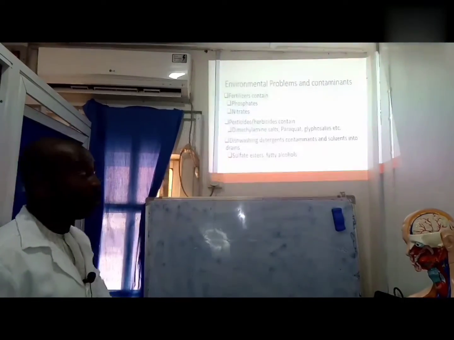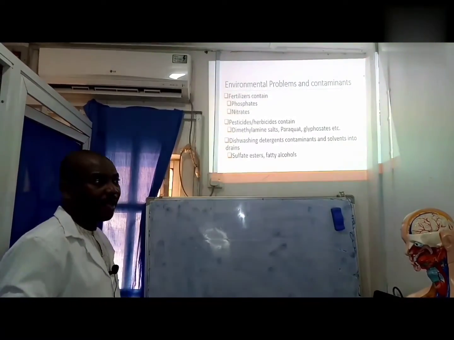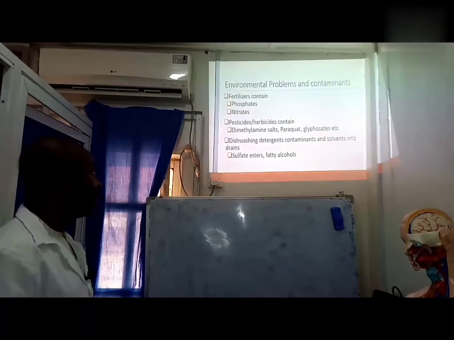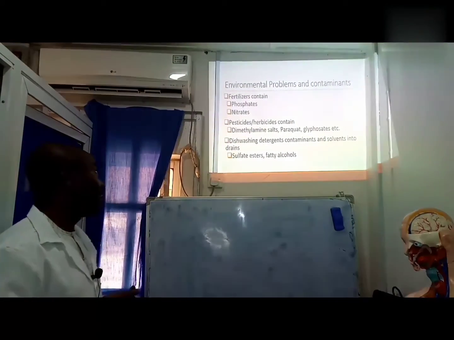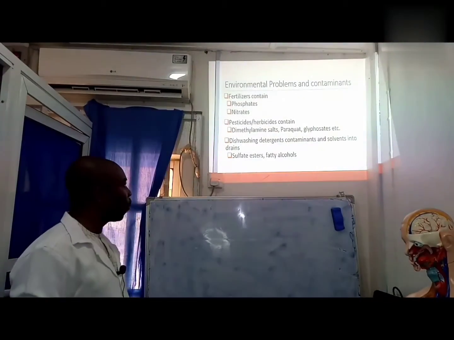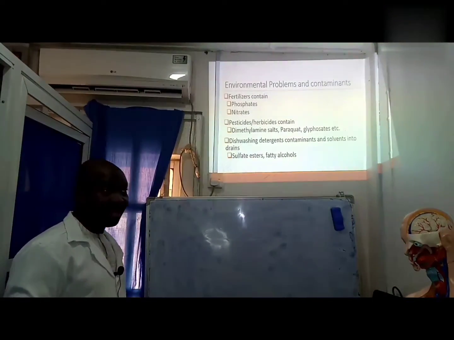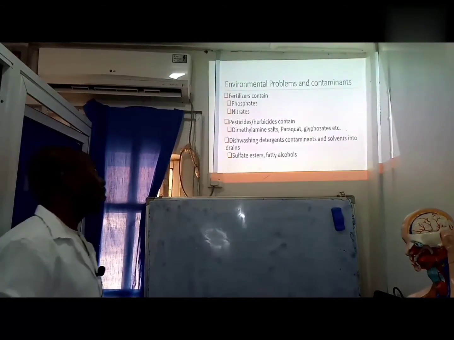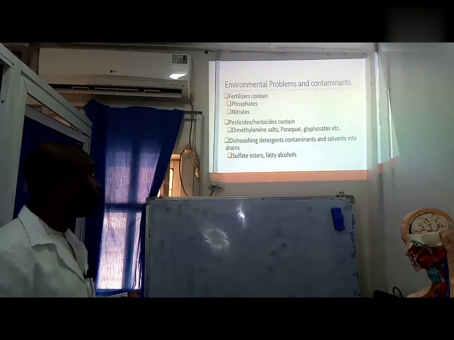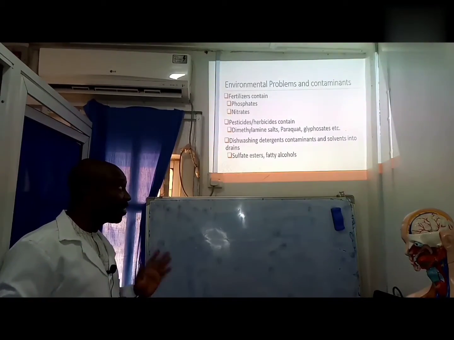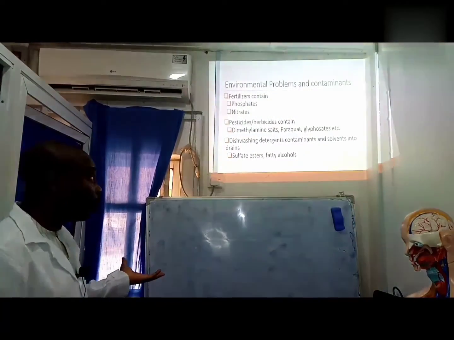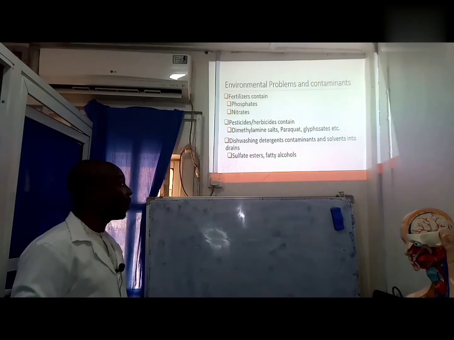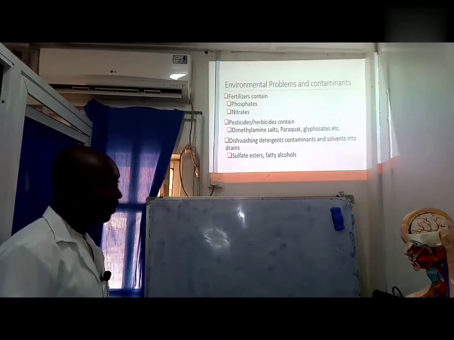So some environmental problems and contaminants that we have, by way of a theoretical presentation, include the following. When fertilizers are used extensively in that environment, you're going to have a lot of phosphates and nitrates in the water, and this has to be detected. Then pesticides and herbicides are also a concern, because they present some dimethylamine salt, paraquat, glyphosate, etc. Then in domestic operations, dishwashing detergent can also present some contaminants, and this includes sulfate esters and fatty alcohols.